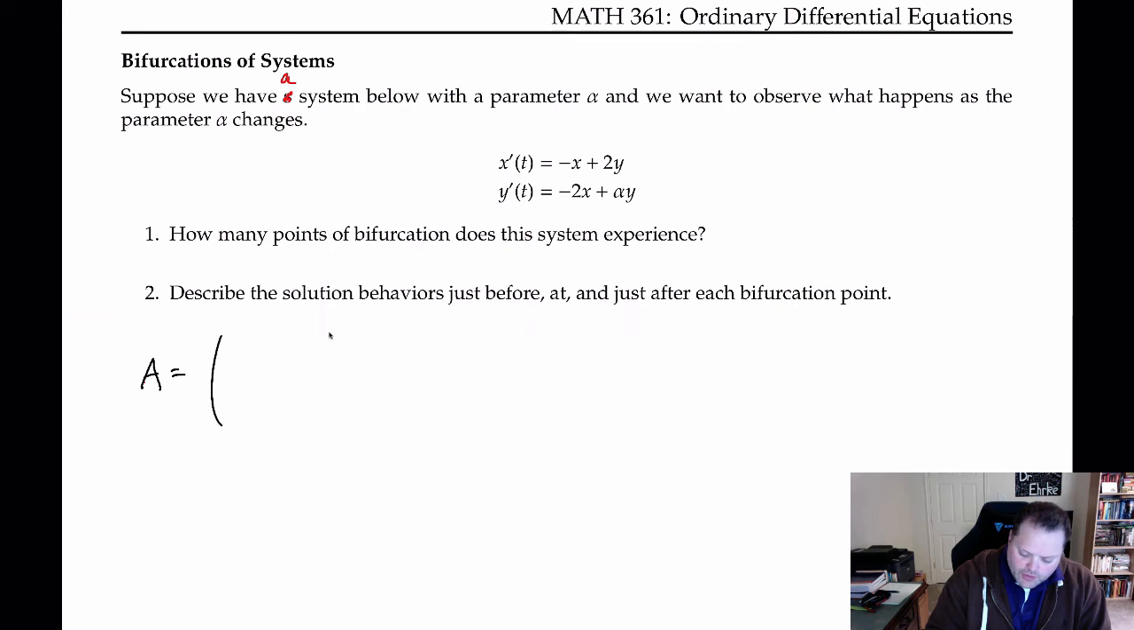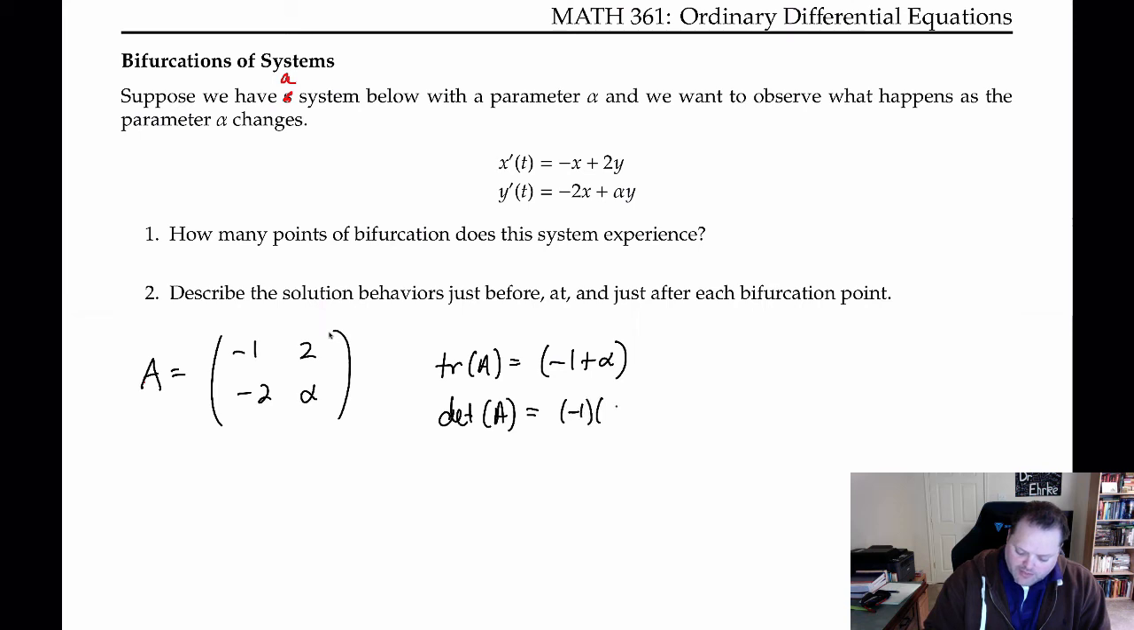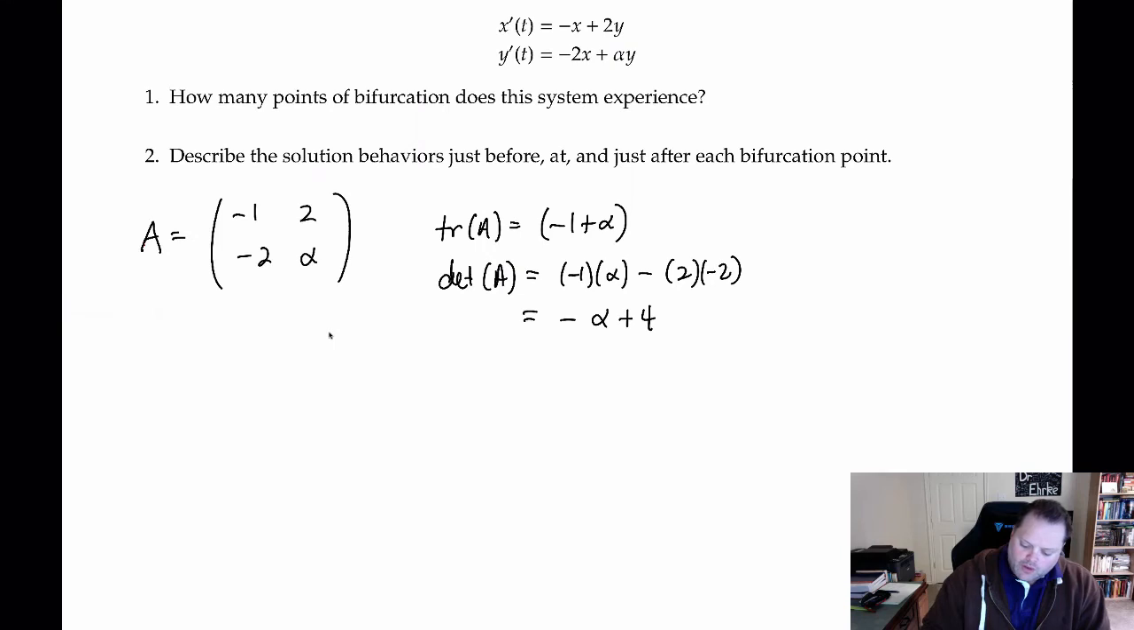For example, this system is of the form A equal to [-1, 2; -2, alpha]. So the trace of the matrix A is -1 plus alpha. The determinant of the matrix A is -1 times alpha minus 2 times -2, which is negative alpha plus 4. All right, so my point in the trace determinant plane is (-1 plus alpha, negative alpha plus 4).